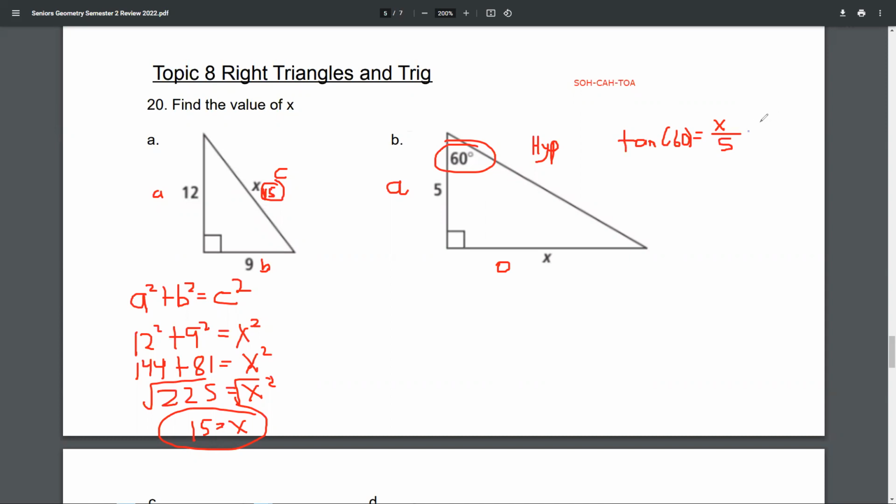All right, we can multiply 5 on both sides. So we get 5 times the tangent of 60 equals x, right, because those cancel. And then I can put that into my calculator. 5 tangent 60. And I get 8.7. So x is approximately 8.7.